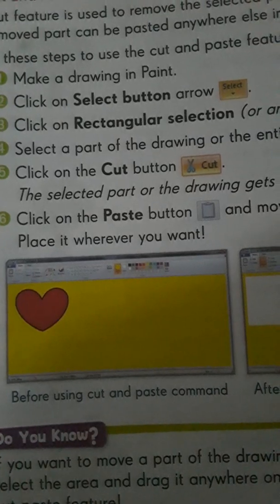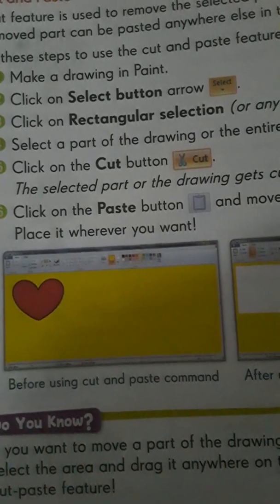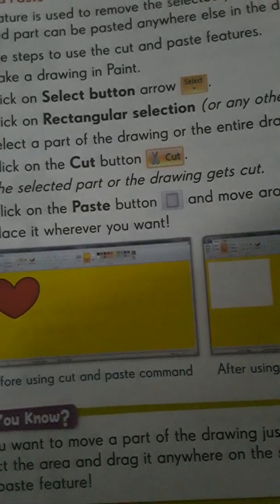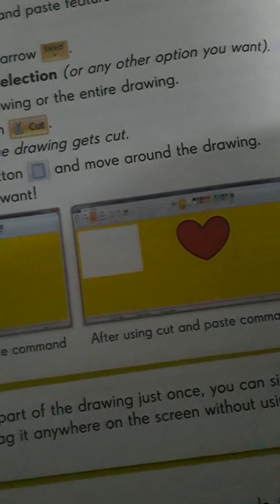Click on the cut button, and the selected part of the drawing gets cut out, or removed from this part. Then click on the paste button and move around the drawing.